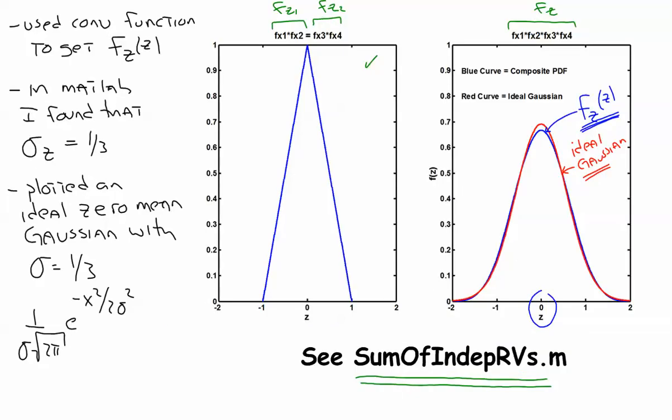Again, for you to really understand what I'm doing here, I need you to download and study the steps in that sum of independent random variables M file. Let's extend this concept and formalize it a bit. There's a thing called the central limit theorem.